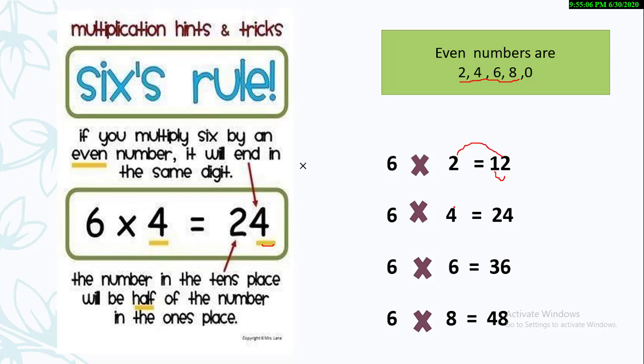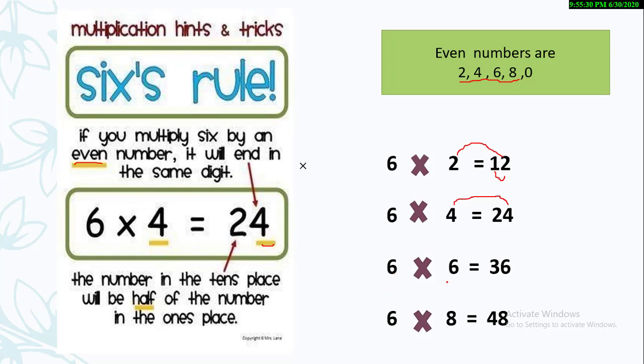So I told you one thing. This yellow line is telling you that look at me carefully. Even number. 6 4s are. So 4 will come as it is at the second place, at the tens place. And what is a half of 4? That is 2. Yes, so you will mention 2 at the first place, and 6 4s are 24. See how much easy it is.